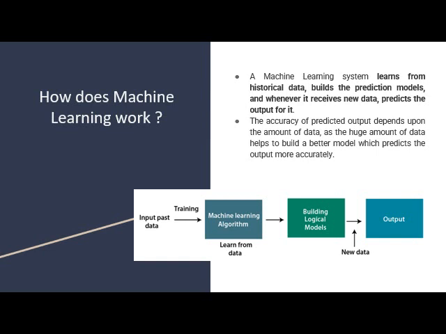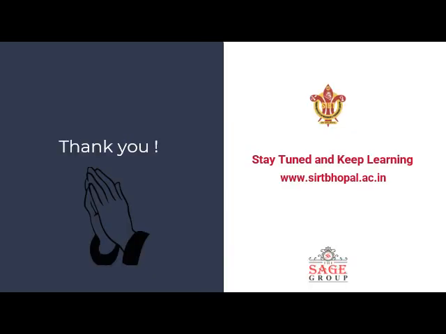This means if we feed a huge amount of data into the computer, it will learn, and after that we build a model which will predict the output more accurately. As we can see in the diagram, we provide the input past data for training, and the machine learning algorithm learns from the data. After that, it builds the logical models, and when we feed the new data, it gives the output which depends on what it has learned from past experiences. So in this way the machine learning model works. Thank you.